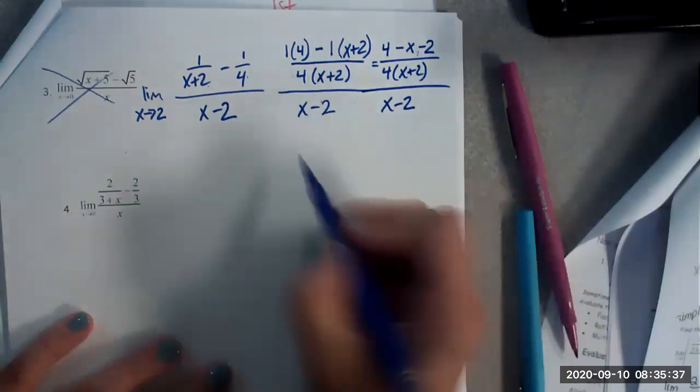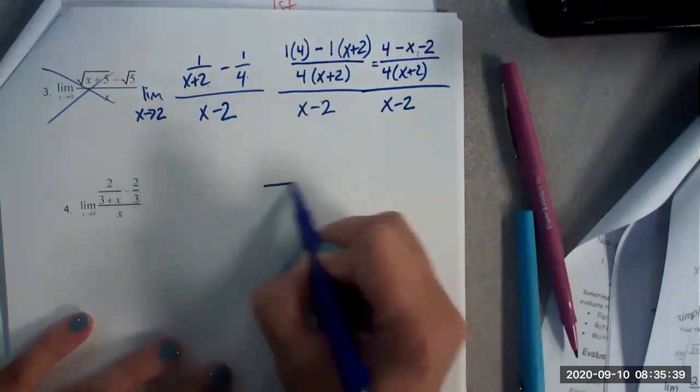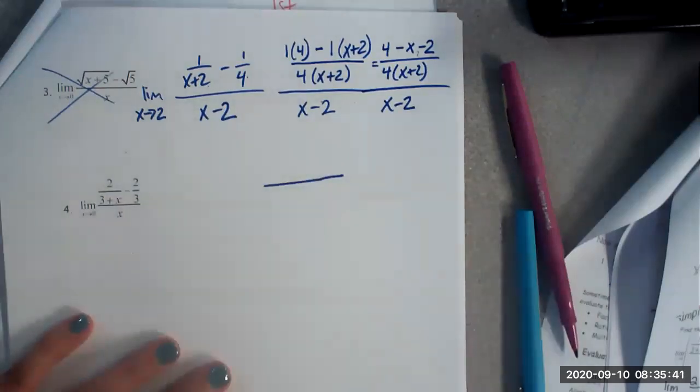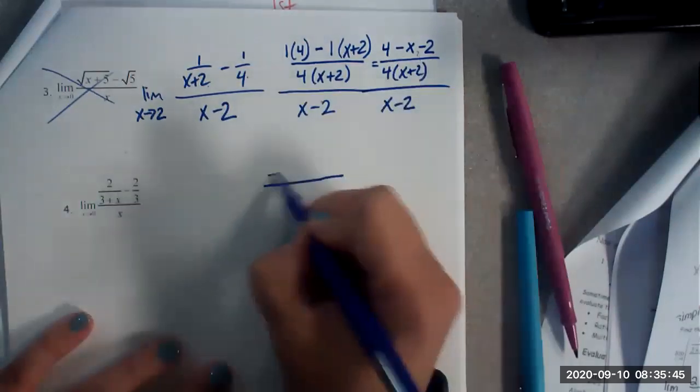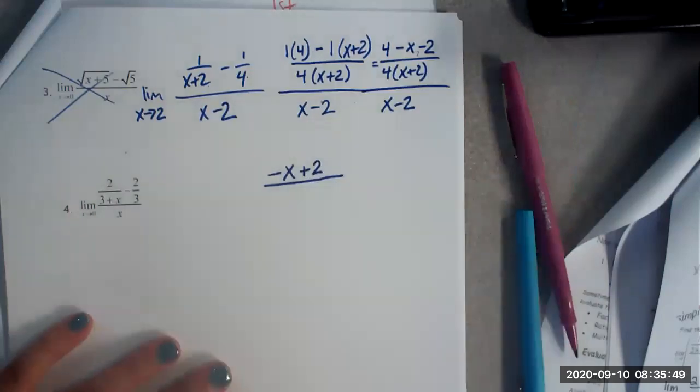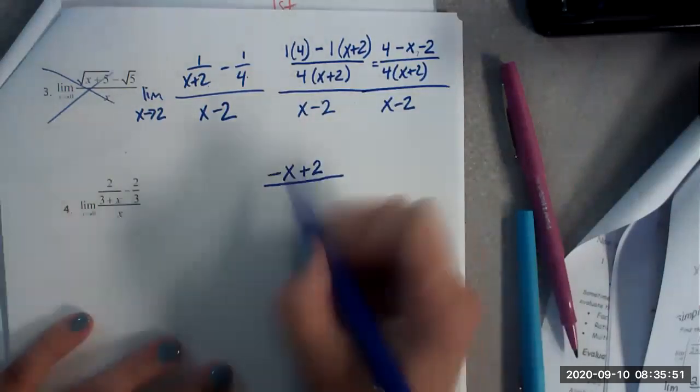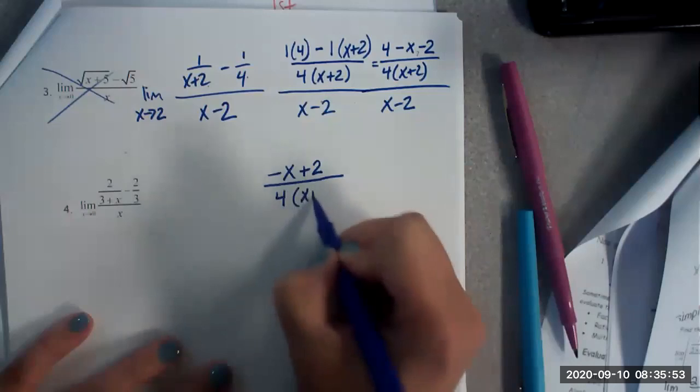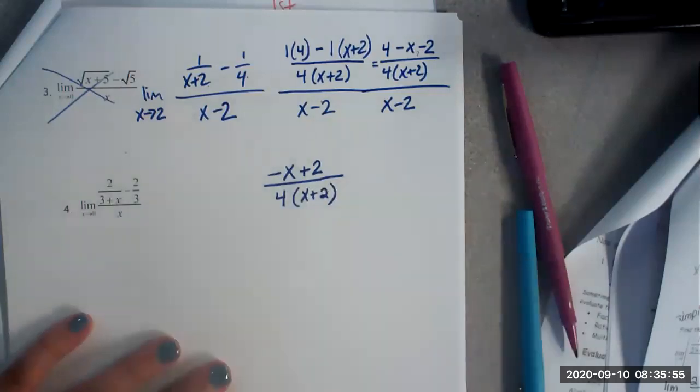So I'm going to come down here. I have negative x, 4 minus 2 is 2. Negative x plus 2 is on top. 4 times x plus 2 is on bottom. And y'all speak up if you don't understand where I got something.